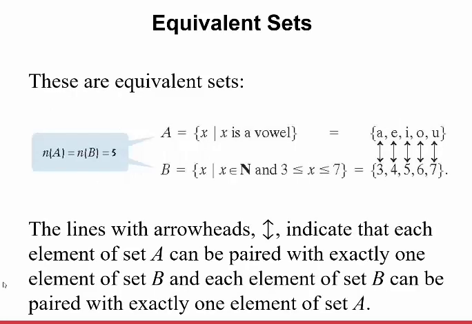All right, so these are equivalent sets, because each equaled 5. Set A is the set of x such that x is a vowel. Well, there's 5 vowels: A, E, I, O, U. And set B is the set of x such that x is a natural number between 3 and 7. So 3, 4, 5, 6, 7. They both have a cardinality of 5. So the lines with arrowheads indicate that each element of set A can be paired with exactly one element of set B, and the same thing with each element of set B can be paired with exactly one element of set A. So basically they have the same cardinality, they are equivalent sets.